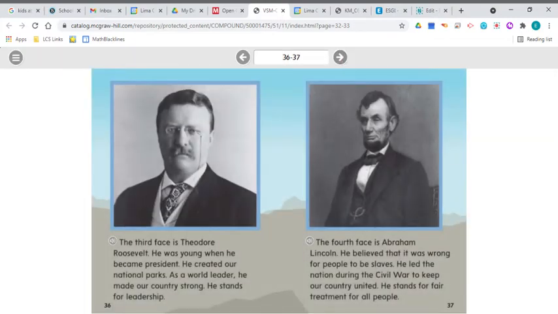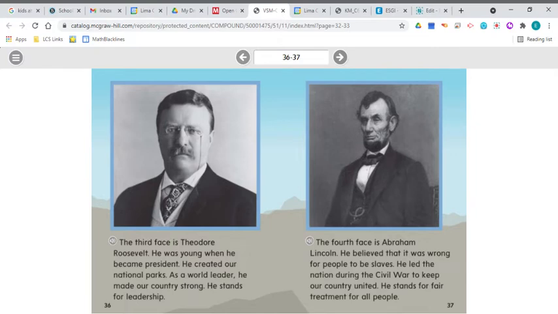The third face is Theodore Roosevelt. He was young when he became president. He created our national parks. As a world leader, he made our country strong. He stands for leadership. The fourth face is Abraham Lincoln. He believed that it was wrong for people to be slaves. He led the nation during the Civil War to keep our country united.